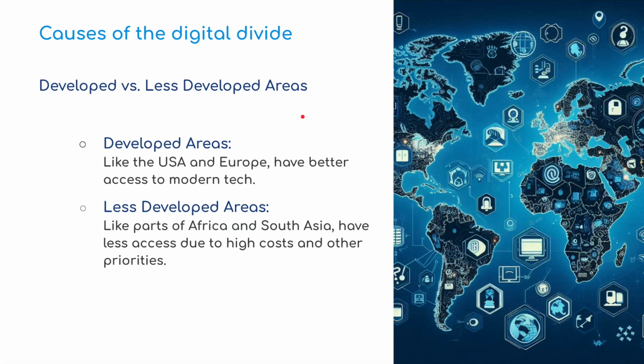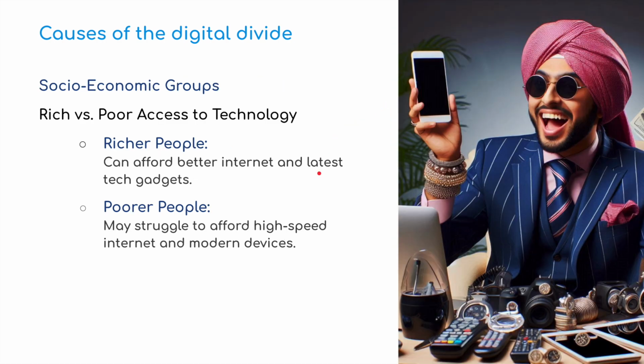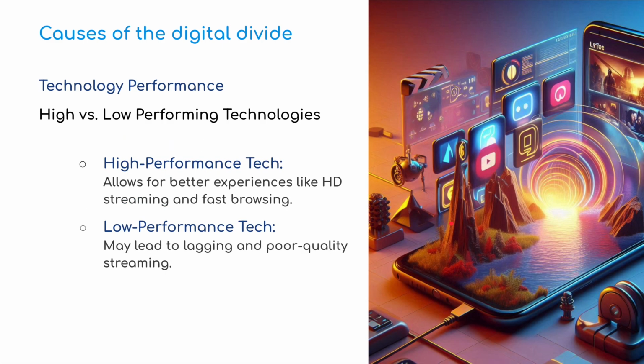Developed versus less developed areas of the world. The USA and Europe, for example, have better access to modern technologies, but certain parts of Africa and South Asia have less access due to high costs and other priorities. Okay, the rich versus the poor. The rich can afford better internet and the latest tech gadgets, whereas poor people might struggle to afford high-speed internet and modern devices. And high versus low performance technologies. High performance tech allows better experiences with HD streaming, fast broadband and fast browsing, whereas low performance tech may lead to lagging and poor quality streaming.